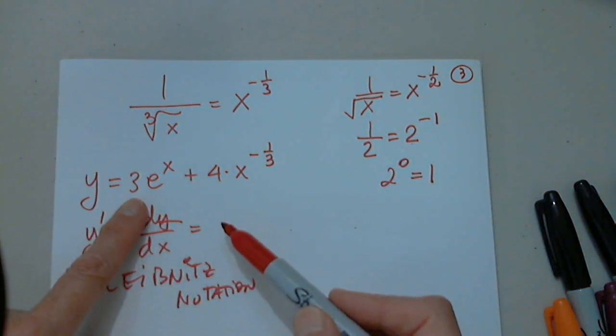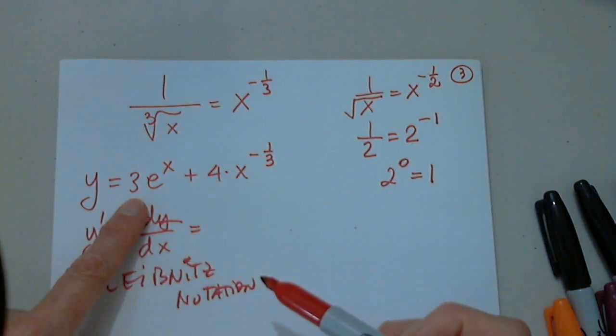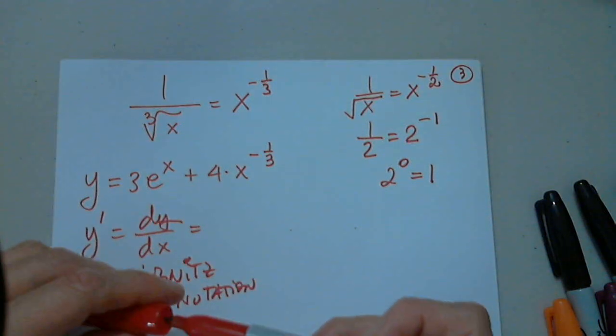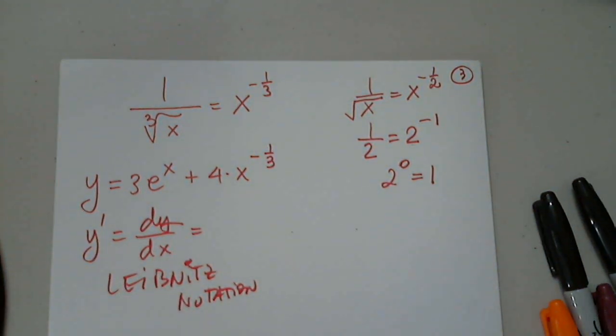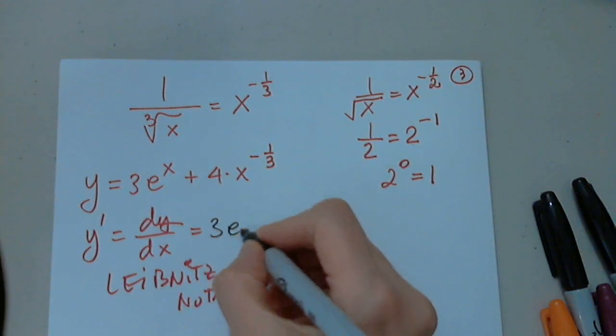We differentiate 3e to the x. Anyone? Who would like to answer? If not, I'll go one by one. I need an answer, please. Is it not still 3e to the x? That's all I want you to say. I have to write something.